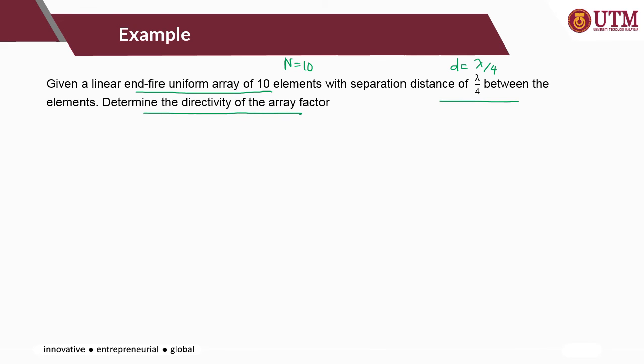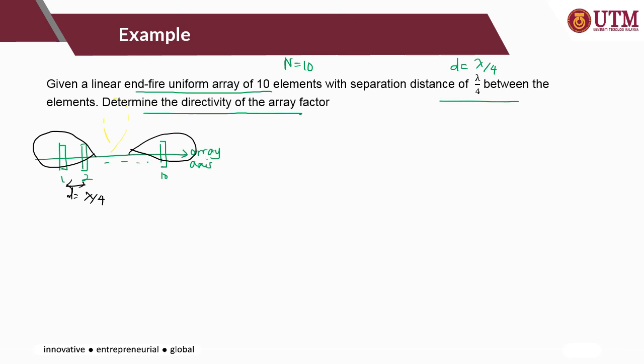Alright, so for end-fire, you have the 10 elements, 1, 2, up to 10, and this is the array axis. For end-fire uniform, you have the maximum radiation either towards 0 degrees or towards 180 degrees, whereas for broadside, you have it perpendicular to the axis. The separation distance between the elements is d equal to lambda over 4.